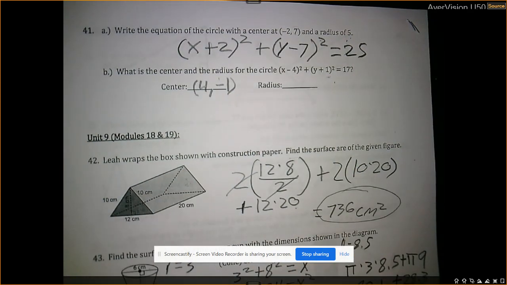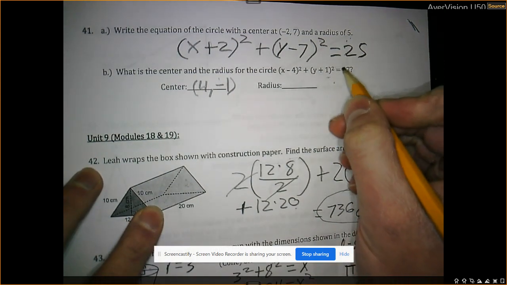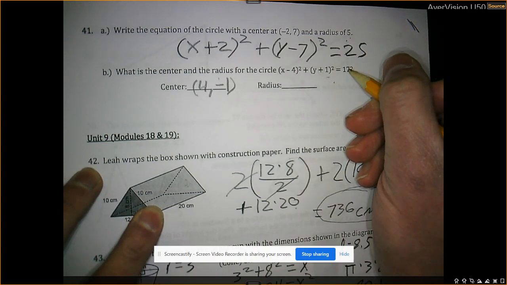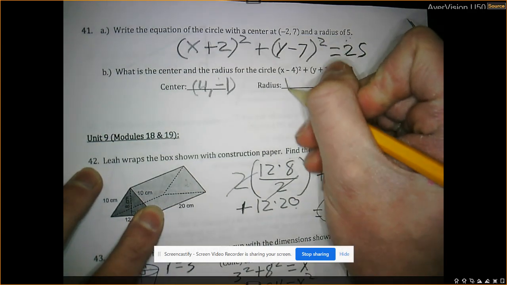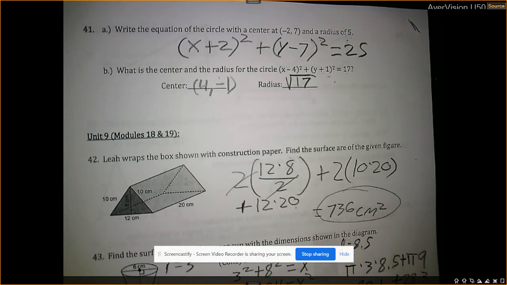My radius then, you always take the square root to find your radius. So if it equals 17, well, square root of 17 is my radius. You can call it straight up that. If it were multiple choice and it's giving you a decimal, well, then put square root of 17 in your calculator, find what that is.